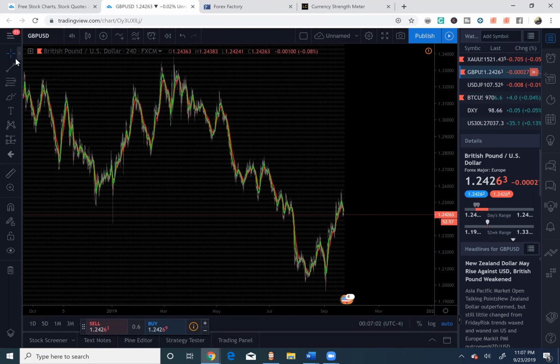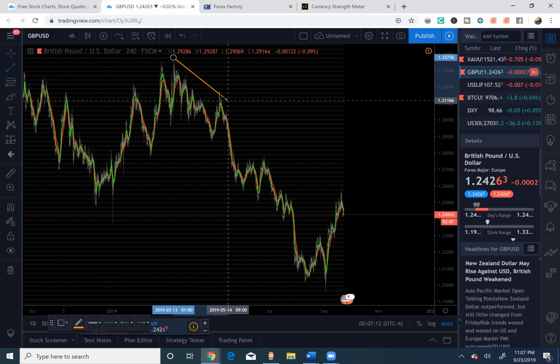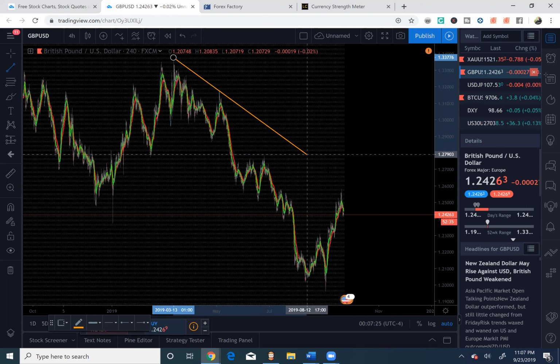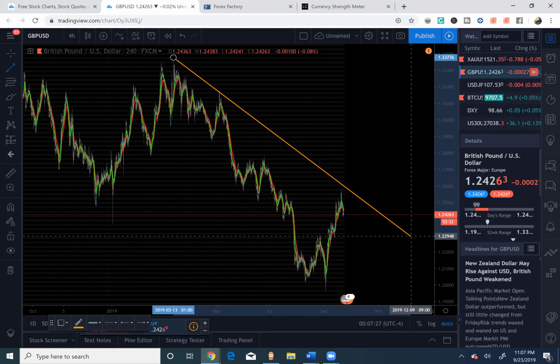So what we're going to do is connect the highs of this downtrend. The first high was right here. Second high was right here. So for a good trend line, you want to connect 2 to 3 points. So we got this first high and we got this second high. I'm going to extend it all the way out.